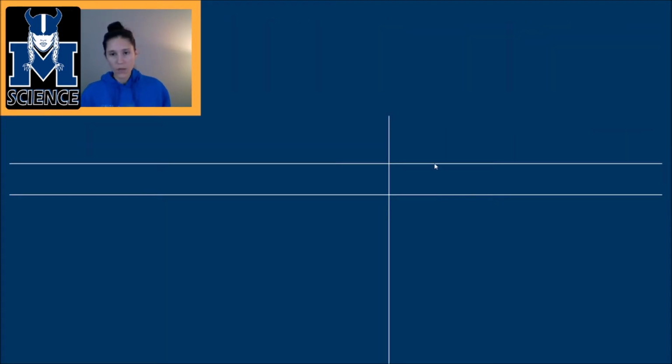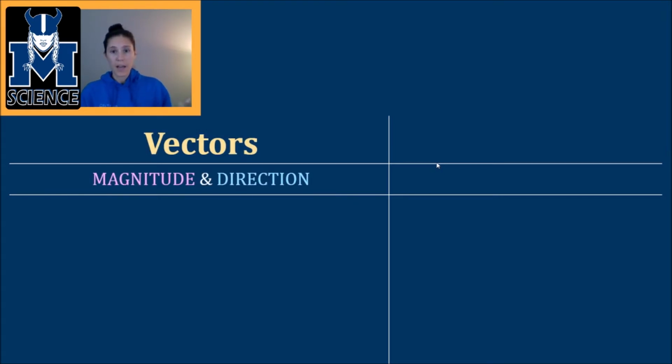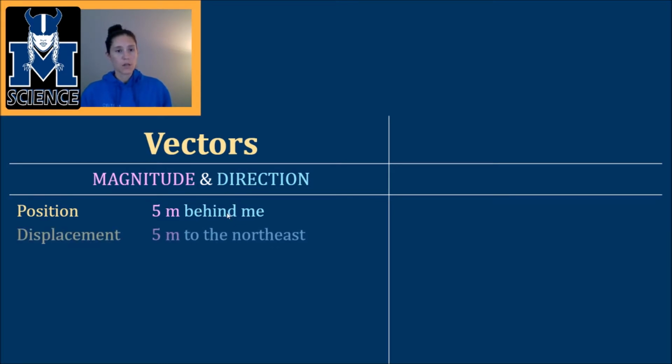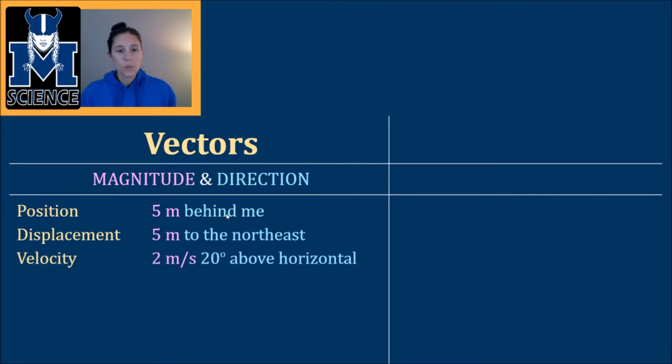So let's again make the distinction between what is a vector and what is a scalar. So vectors have both a magnitude and direction. So like a position, you could say 5 meters and then locate them behind me. Or if you want to say negative 5 meters, if you've established a reference frame, you need some sort of magnitude and a direction. Okay, or displacement, 5 meters to the northeast. 2 meters per second, 20 degrees above horizontal. Okay, so that would be a velocity where something is traveling above the horizontal.